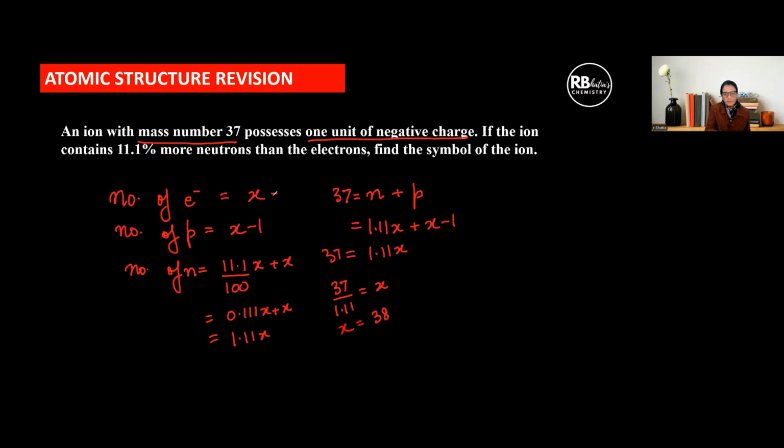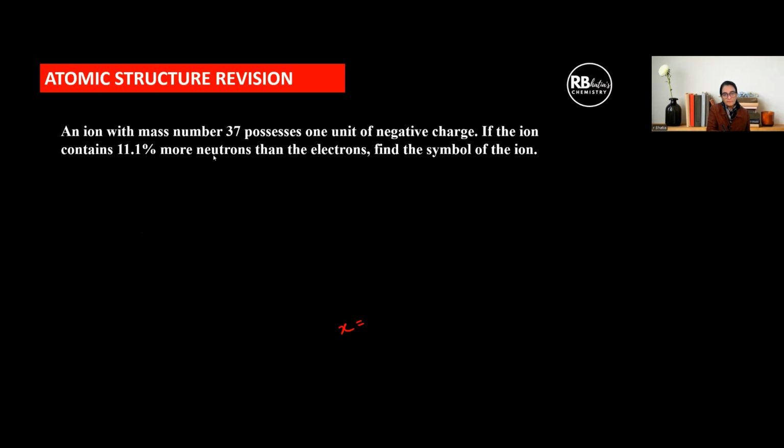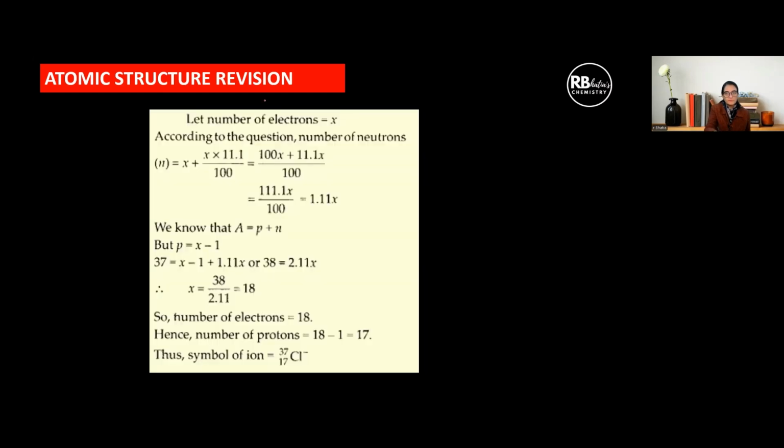If X is 38, that means number of electrons is 38. Number of protons will be 37. So mass number, that is A, mass number A is 37, which is given to us. We have calculated number of electrons to be 18 and number of protons to be 17, right? This is what we have already covered. So this is going to be our final answer. So this is 18, number of electrons 18, number of protons 18 minus 1, 17. Hence the symbol of the ion becomes 17 is Z, A is 37, and there will be a negative charge.